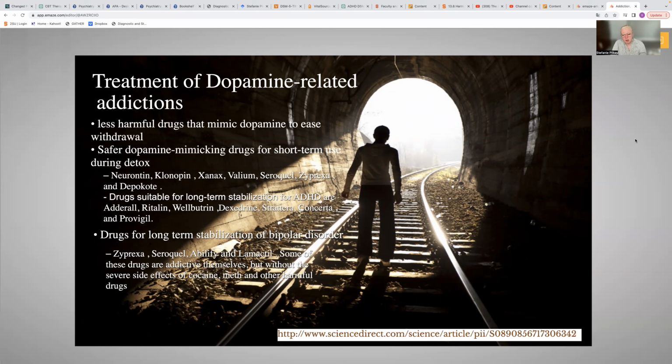Drugs suitable for long-term stabilization for ADHD are Adderall, Ritalin, Wellbutrin, Dexedrine, Strattera, Concerta, and Provigil. Drugs for long-term stabilization of bipolar disorder are Zyprexa, Seroquel, Abilify, and Lamictal. Some of these drugs are addictive themselves, but without the severe side effects of cocaine, meth, or other harmful drugs.